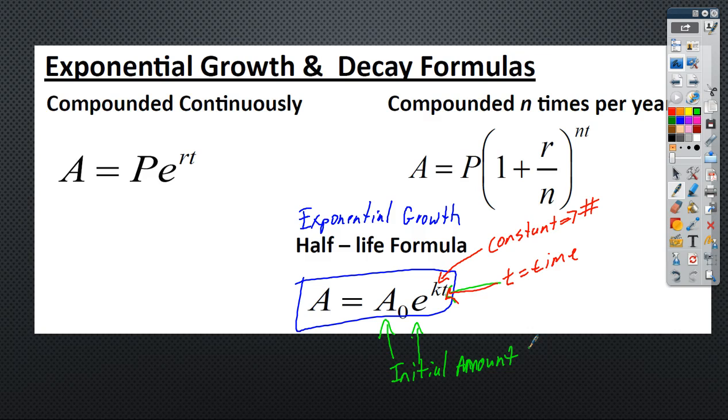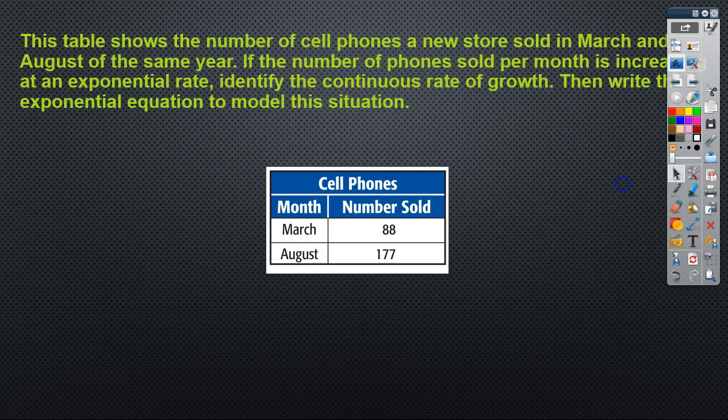Here's how we use this. Next. I have a problem here. It says this table shows the number of cell phones at the new store sold in March and August of the same year. If the number of phones sold per month is increasing at an exponential rate, identify the continuous rate of growth. Okay. When they talk about, here's your keyword, exponential rate. All of a sudden you need to go up and find your formula chart for that one that says decay, and it's also for exponential growth, is equal to A sub O e to the k t.